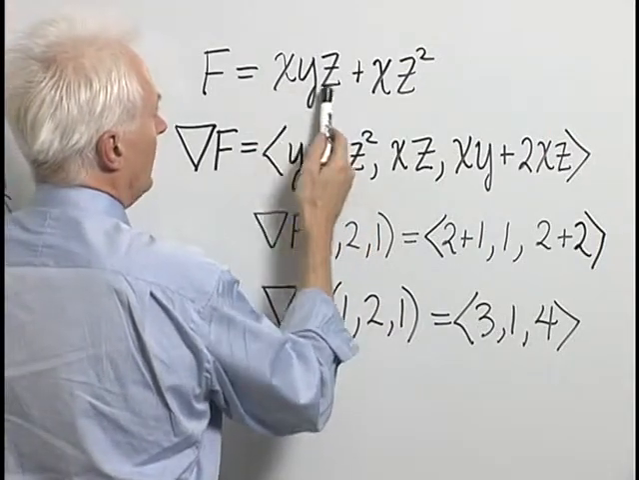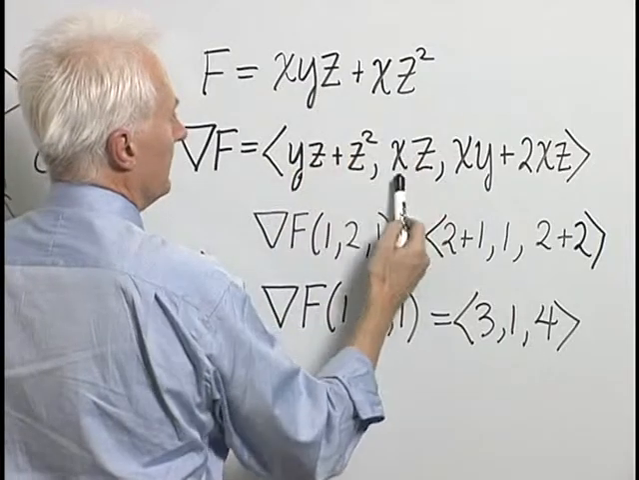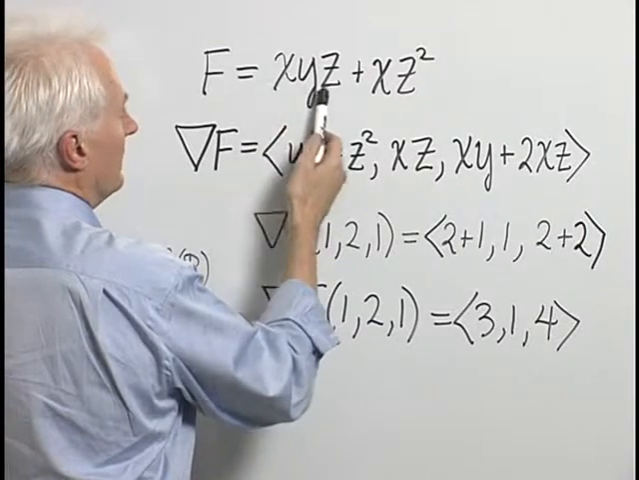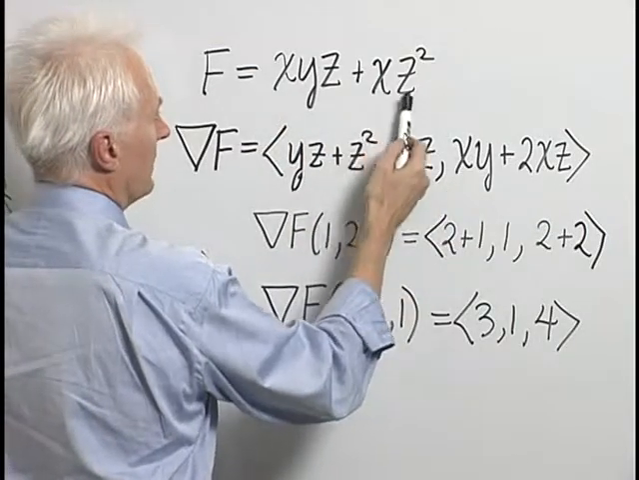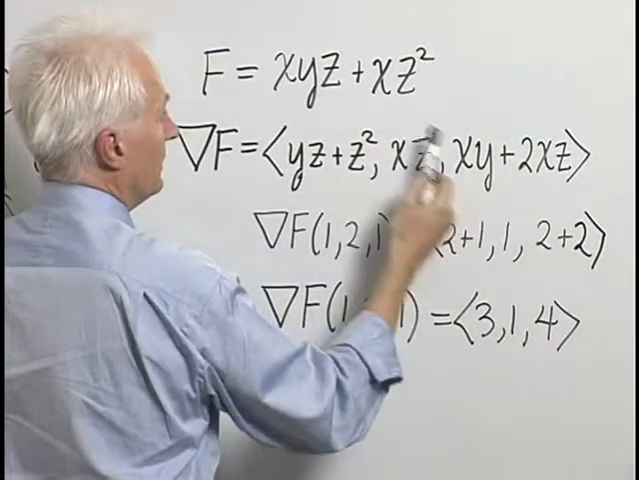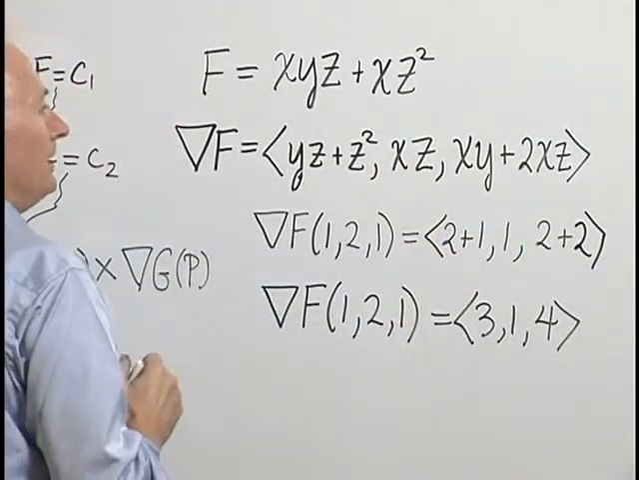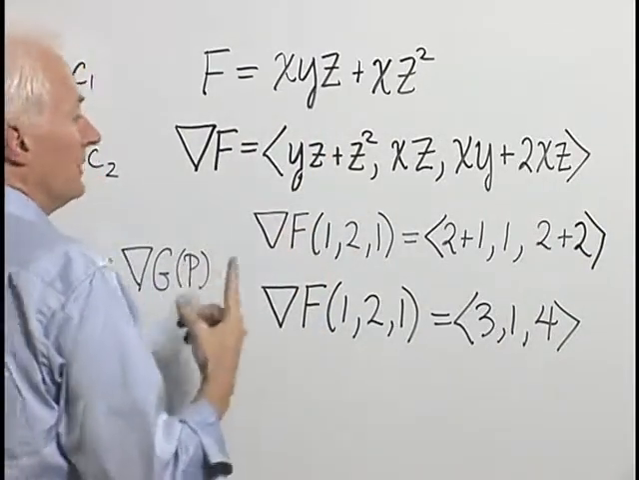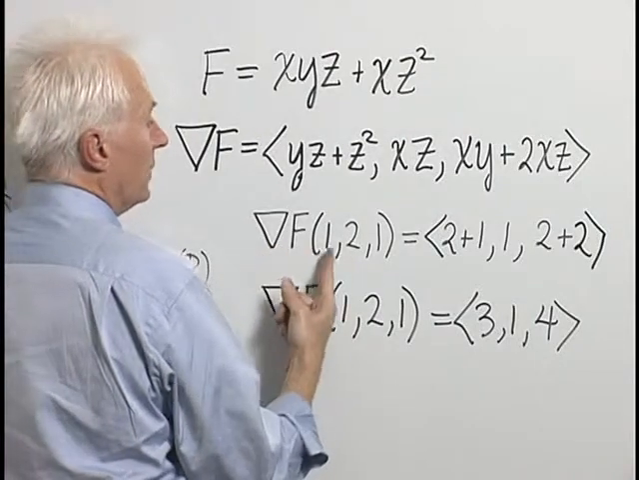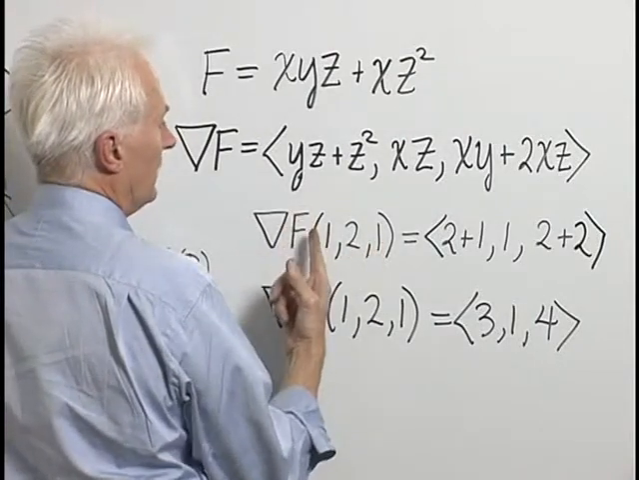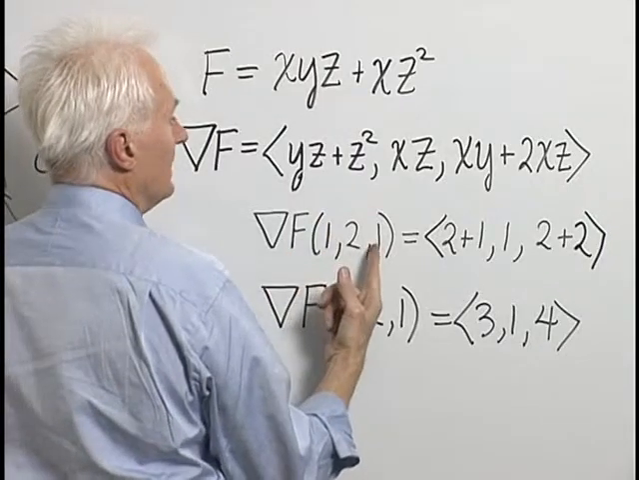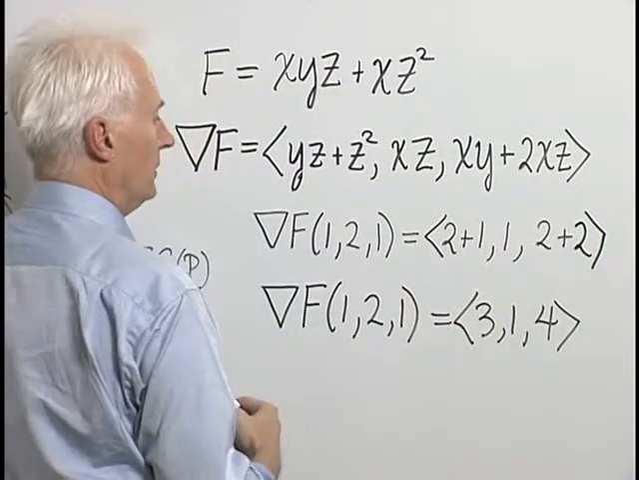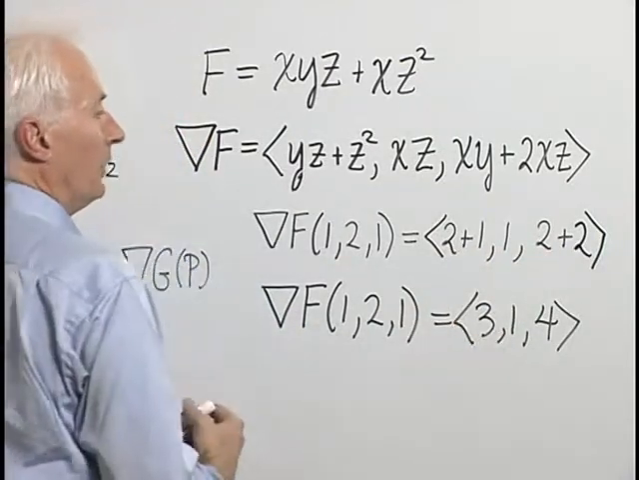Differentiating with respect to y gives us xz, and over here nothing. So the middle component is simply xz. Differentiating with respect to z in the first term, we get xy, and in the second term, the derivative of z squared being 2z, we get 2xz. So there's our gradient for the first function, this function equaling 3, defining our surface. We compute that gradient at the point (1, 2, 1). So we put x equals 1, y equals 2, z equals 1 everywhere, and we get 2 plus 1, 1, 2 plus 2. In other words, (3, 1, 4).